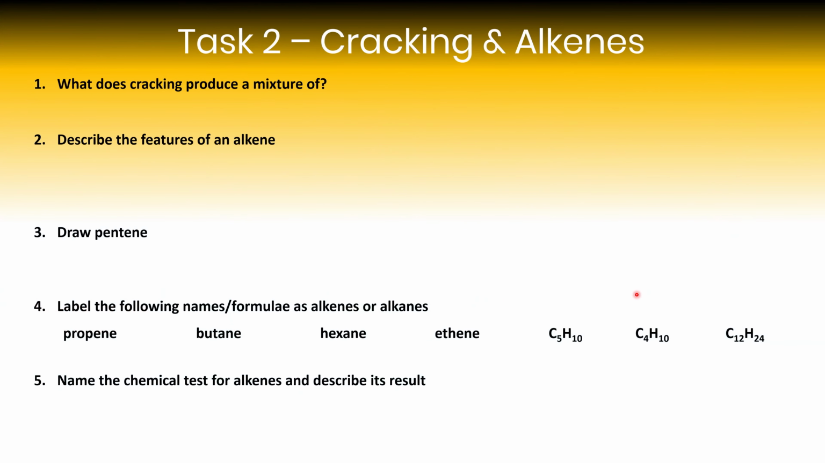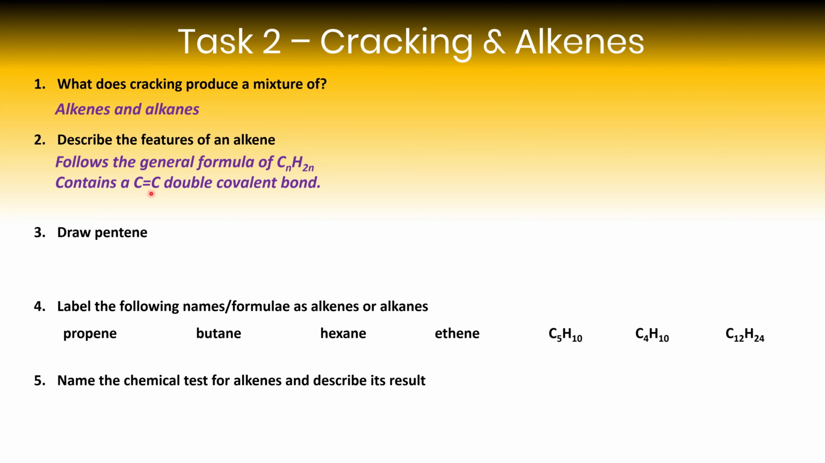Okay, final task then for today. So you've got a few questions, pause the video and then come back for the answers. Cracking produces a mixture of alkenes and alkanes. Doesn't matter which order you write those in. Describe the features of an alkene. Well, it's going to follow the general formula of CnH2n. It will contain a C=C double covalent bond and its name ends in -ene.